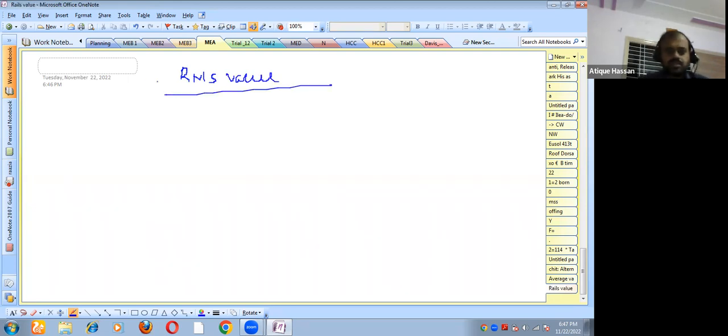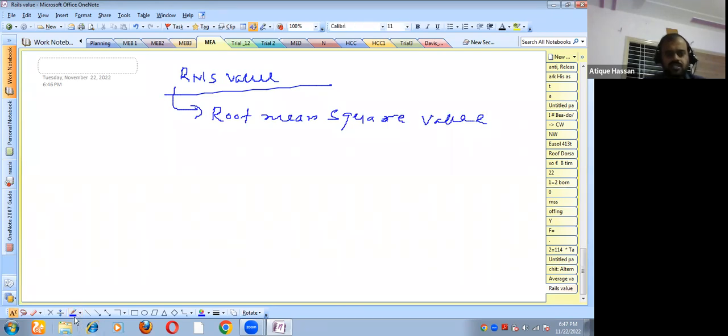So what does RMS mean? RMS means root mean square value. Root mean square.